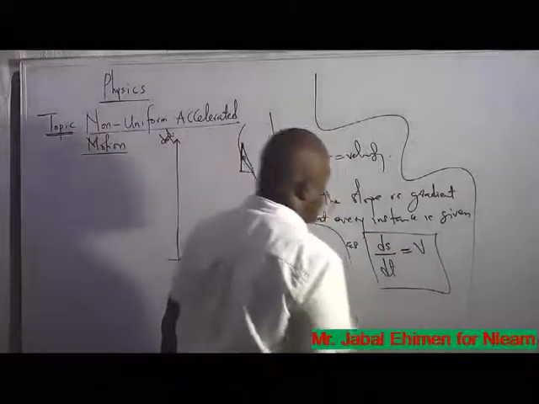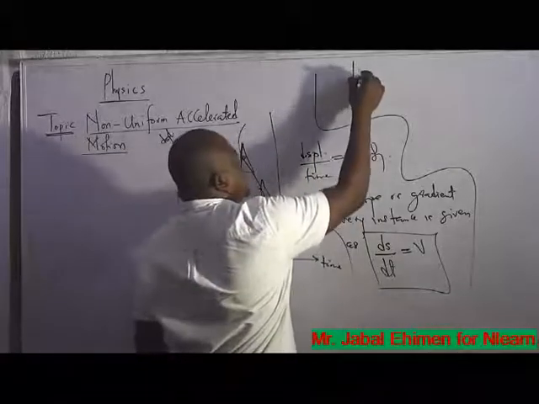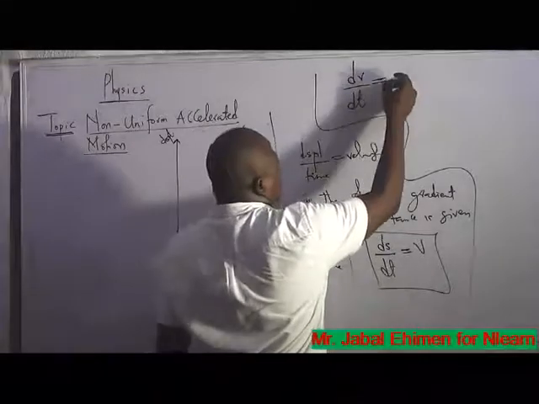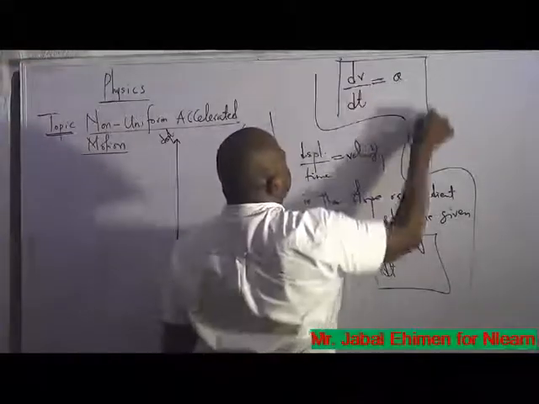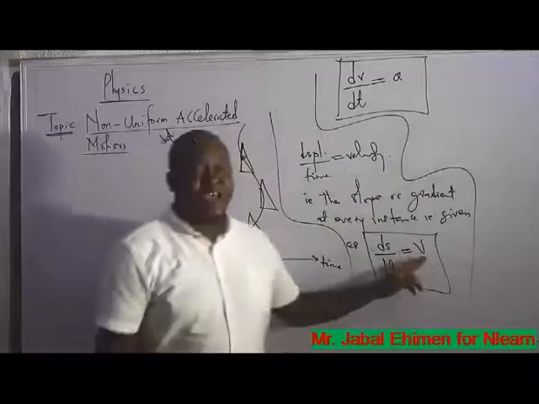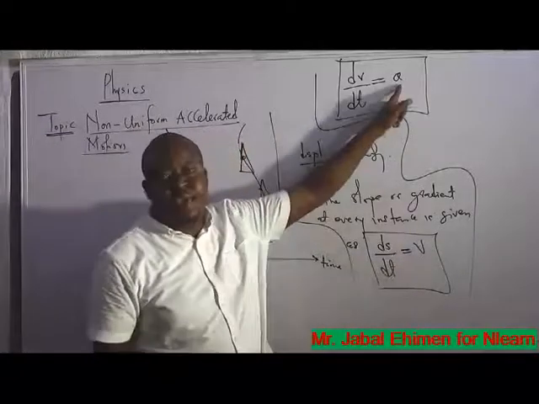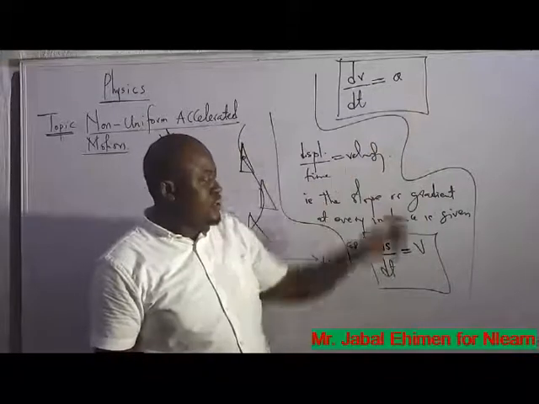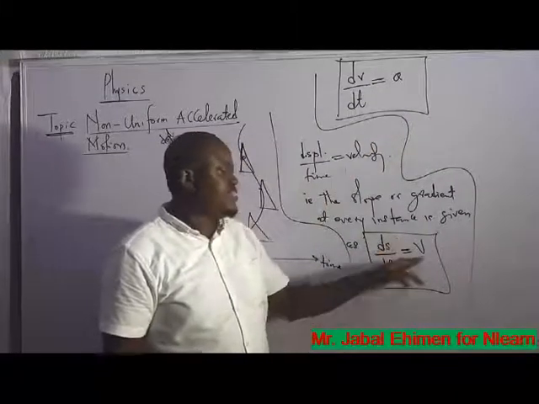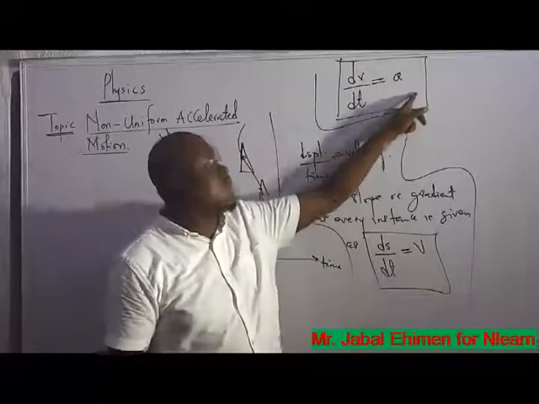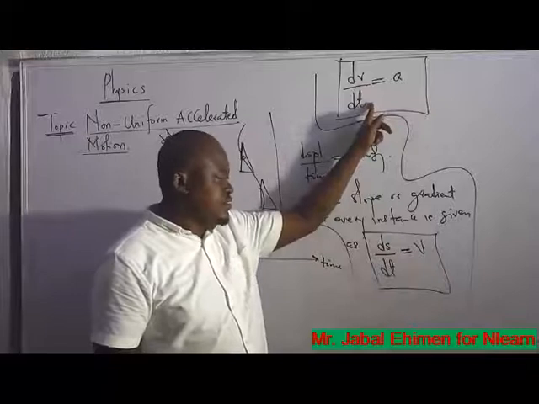Now, if you are to consider a graph where you have velocity divided by time, what you get from there is dv over dt is equal to a, which is acceleration. So when you differentiate s twice, you obtain a. S divided by t gives me v. dv dt gives me a. Velocity divided by time. Good.